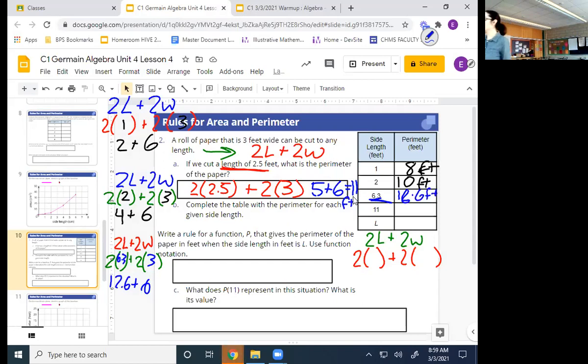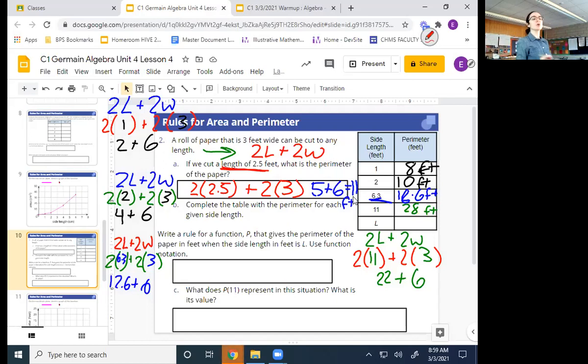And then 11, once again, we're going to plug 11 in for our length because that is our variable that we don't know. Our width is always told to us, it's always going to be 3. 6 plus 22 gets me a total perimeter of 28 feet. These labels should be on these numbers in here. It shouldn't just be the numbers. You need a label on there as well.